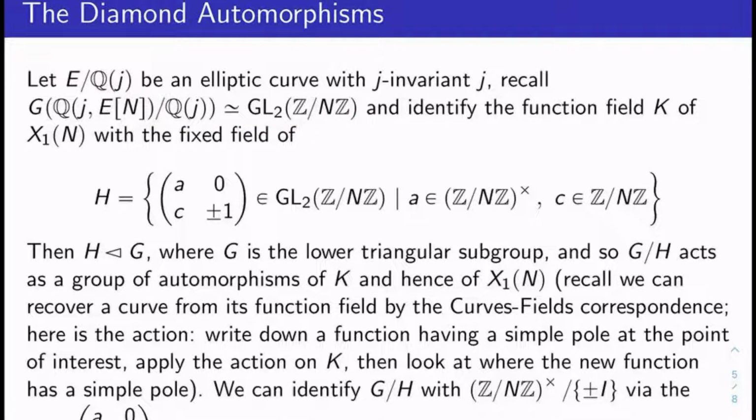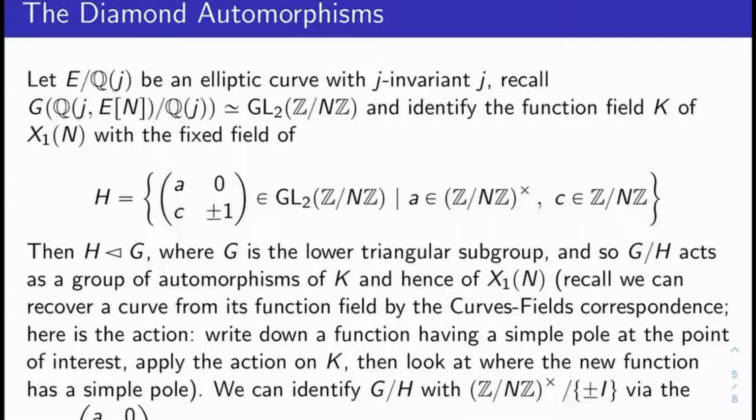You can also identify the function field K of x sub 1 of n with the fixed field of... there's a lot of different things you could put here, but we can look at the function field K of x sub 1 of n as the fixed field of what we'll call H, which is the set of all matrices in GL2 of Z mod NZ with entries A, 0, C, plus or minus 1. Where A is some unit in (Z mod NZ)^×, and C is just anything in Z mod NZ.